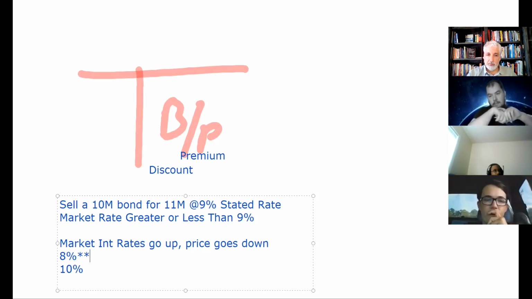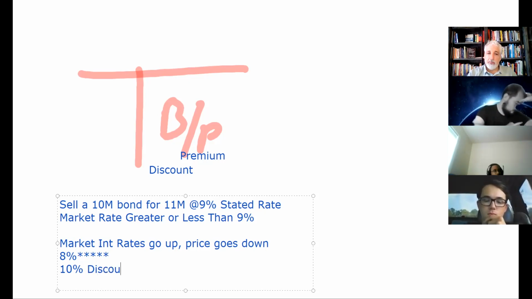So market rate is going to be less, and it raises the price of the bond. That 9% bond is more valuable than an 8% bond, so someone's going to have to pay more for it. The price would go up for a discount.